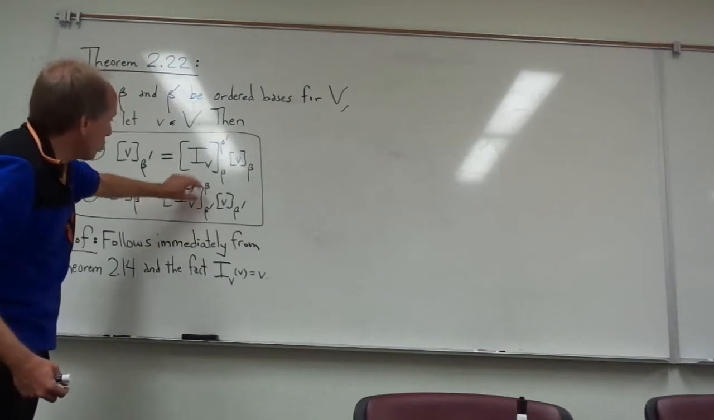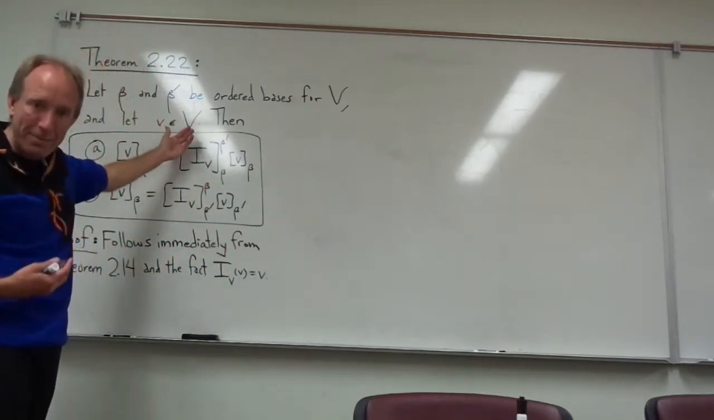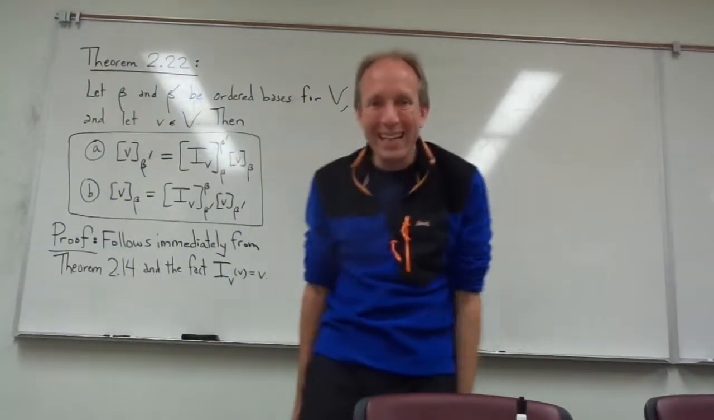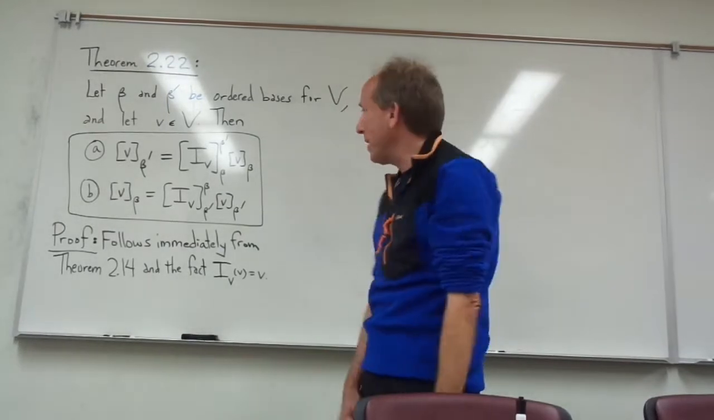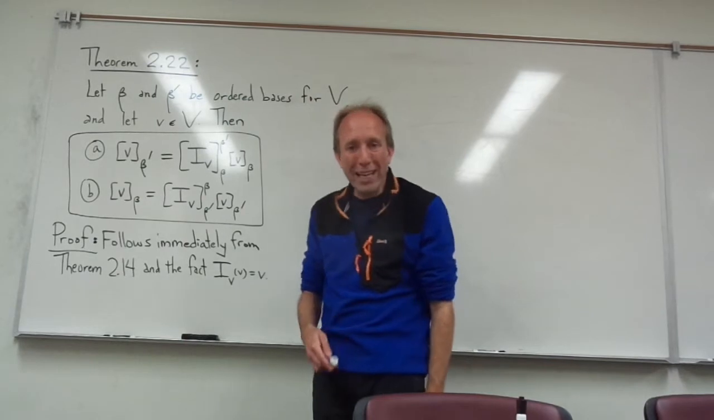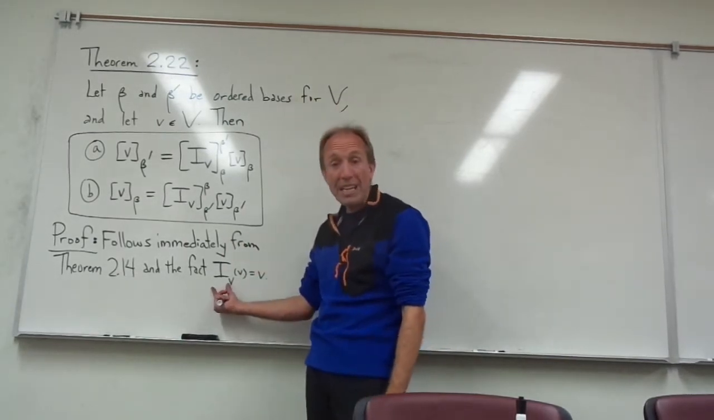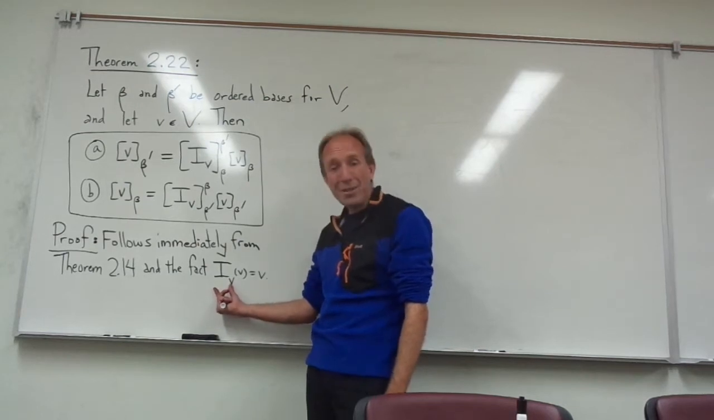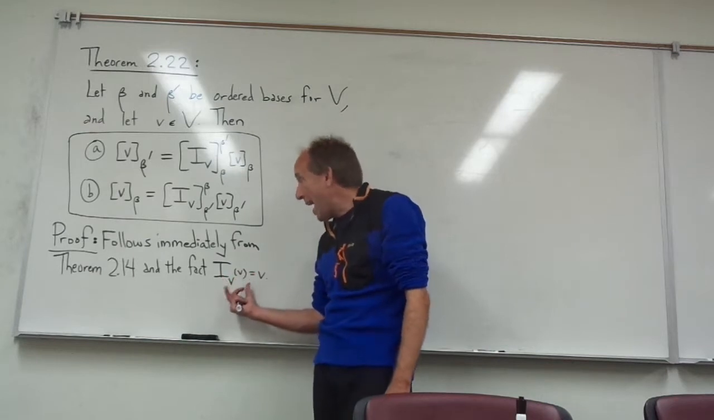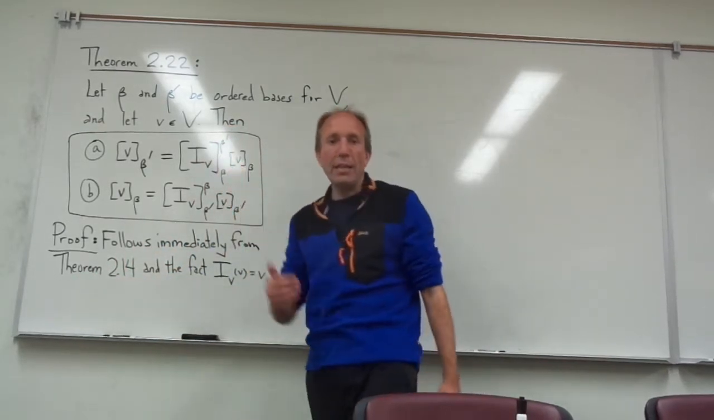All we have to do is switch the positions of the beta and beta prime in our formula from part A. So really part B and part A of the theorem are the same, with the roles of beta and beta prime reversed. Very easy to prove. I mentioned this already in class, that basically if you just know the fact that I sub V is just the identity transformation on V. It just fixes every vector. Knowing that, and knowing theorem 2.14, you can immediately get these results.